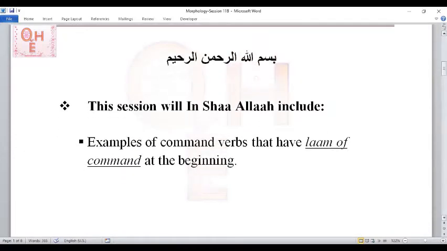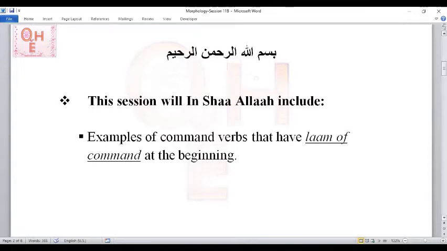In this session, inshallah, we are going to see examples of command verbs that have lam of command. Remember, in the last session, we saw the charts of command verbs. Command verbs have two particles, lam kasra, and also hamza. Second person active present tense command verbs have hamza at the beginning. All other command verbs have lam kasra at the beginning. So we are going to look into examples today of command verbs that carry lam of command at the beginning. So let's move on, inshallah.